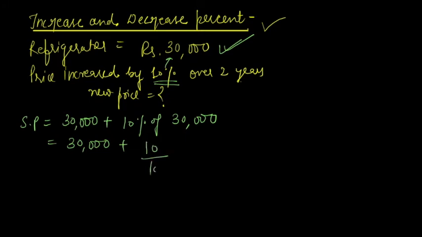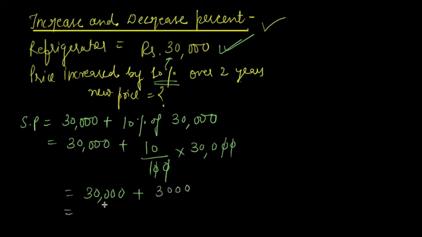10% off means 10 by 100 into 30,000. I can cancel these two zeros, and this gives you 30,000 plus 3,000. So if you add it, it is giving you rupees 33,000. So you see, when there is an increase of 10%, the price which was earlier 30,000 after 2 years is going to be 33,000. So this is the new amount when there was an increase of 10%, right?